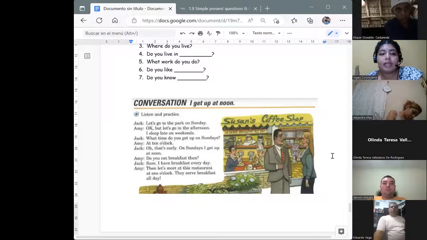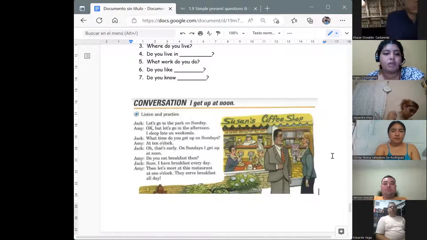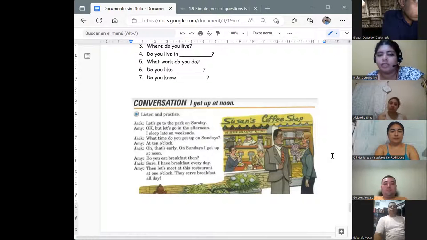Oración número uno. Let's go to the park on Sunday. Number two. Oración número dos. Okay, but let's go in the afternoon. I sleep late on weekends. La siguiente. What time do you get up on Sundays?